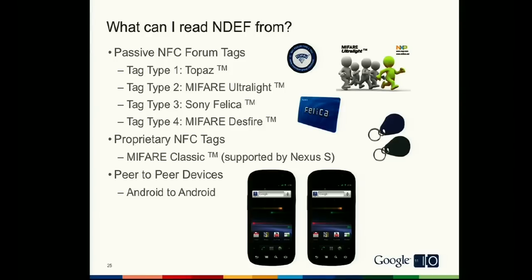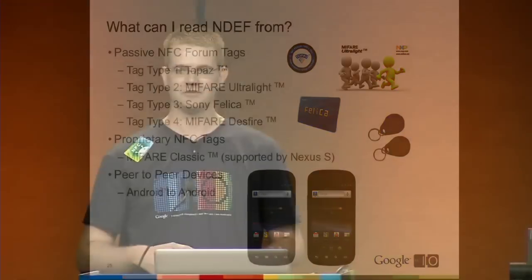But if you're putting a deployment out there in the world, we highly suggest you go with one of the standard type 1 through 4 tags, because then you'll be guaranteed that all devices will be able to read them, and you won't run into any problems with people who have devices that can't read the type of tag that you've deployed. And last but not least, you can read NDEF peer-to-peer. This is from one Android phone to another, and we think that's a very exciting way to read it as well.